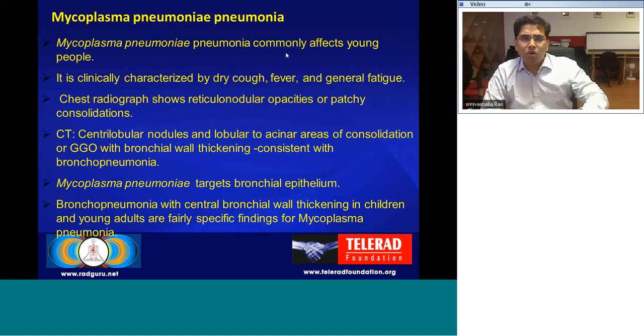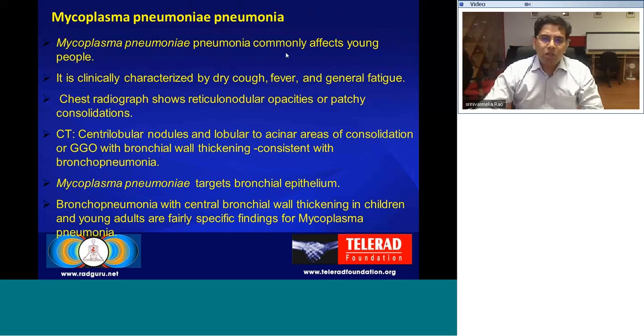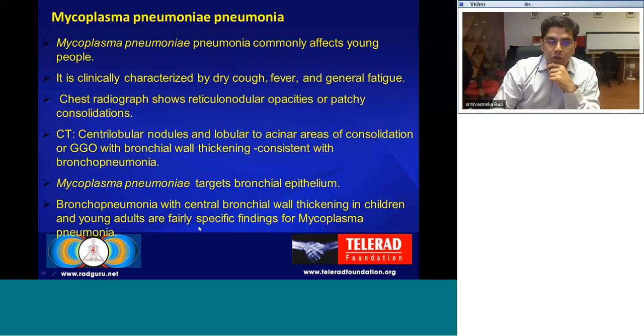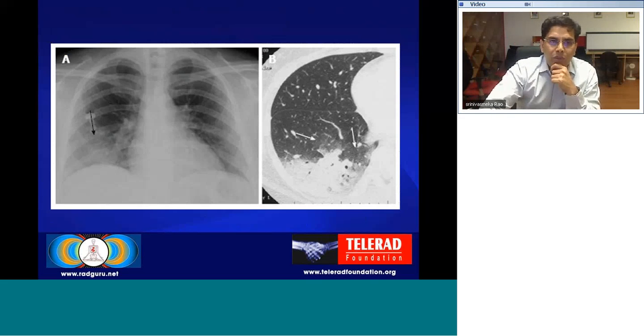So you basically have to look for these central lobular nodules. It usually targets the bronchial epithelium, hence more often than not you will see this bronchial thickening. So bronchopneumonia with central bronchial wall thickening in children and young adults is a fairly specific finding. As I said, for Mycoplasma pneumonia, here is an example on chest radiograph.